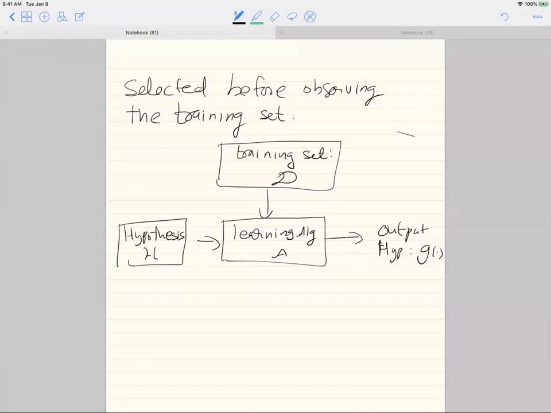So are there any questions at this point about the example that we just did?